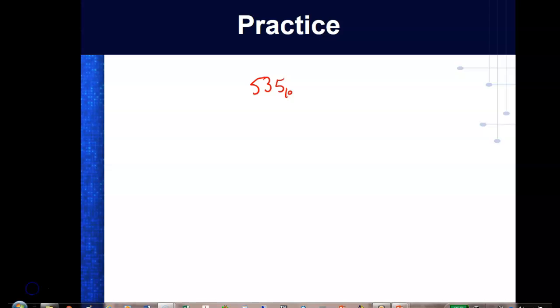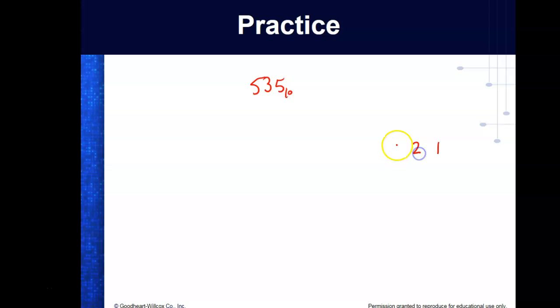Okay, so let's do this. Let's say 535. Y'all convert that for me. Well, we'll come up and we'll make a chart, right? We'll start off with what? 1, 2, 4, 8, 16, 32, 64, 128, 256, 512, which should be enough. But I usually like to go one pass to make sure I have enough digits. It would be 1,024. Okay, then what do we do?